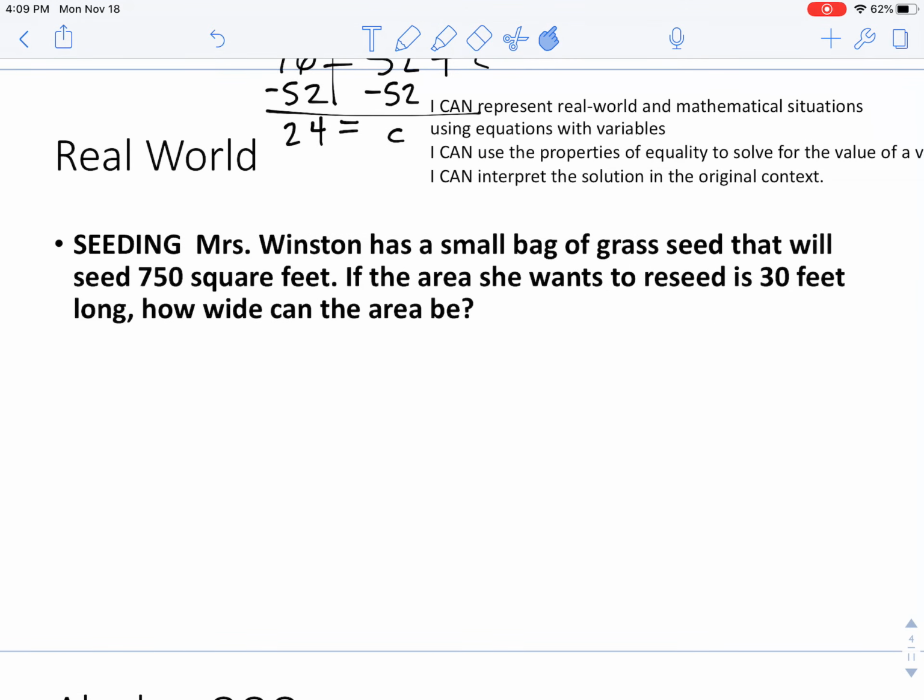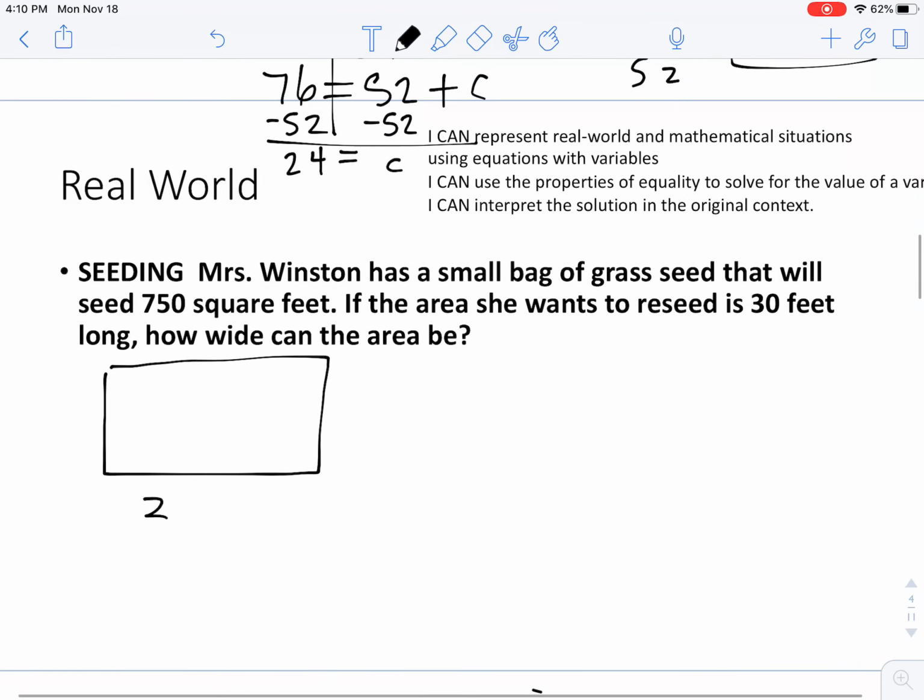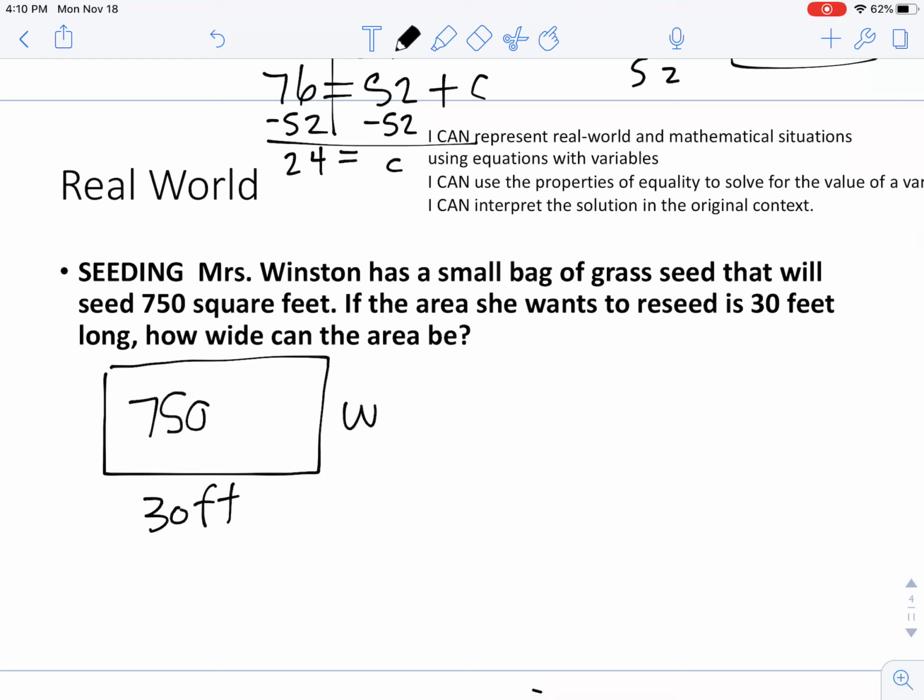Real world example. Mrs. Winston has a small bag of grass seed that will seed 750 square feet. If the area she wants to reseed is 30 feet long, how wide can the area be? So I like to draw myself a picture. It's a rectangle. We know one side is 30 feet. We know we're solving for the width, and we know the total area is 750 feet squared, or square feet.